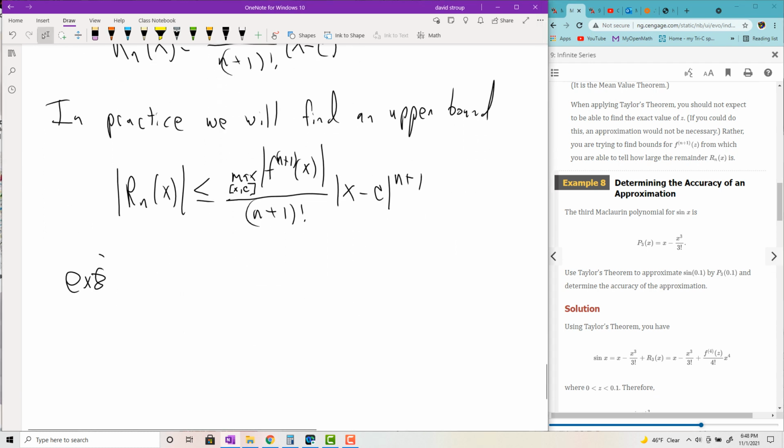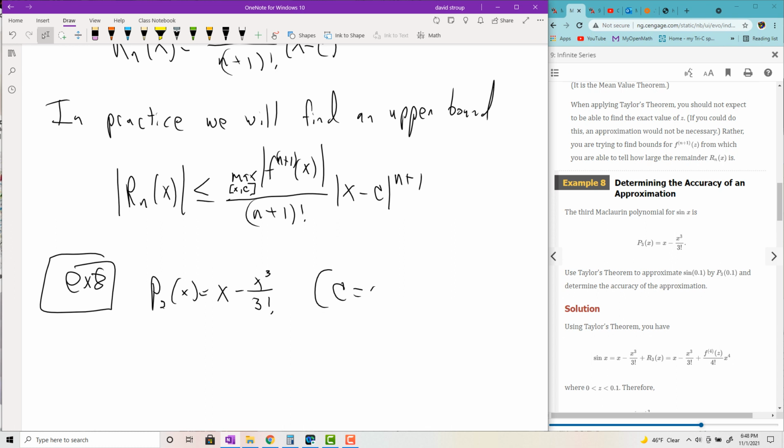So let's take a look at example 8. And here we have a third degree polynomial already derived for us. So p sub 3 of x equals x minus x cubed all over 3 factorial. They're saying it's Maclaurin. In other words, the center is 0. They want to use Taylor's theorem to approximate sine of 0.1 by p sub 3, basically to determine the accuracy of that approximation. So, right.